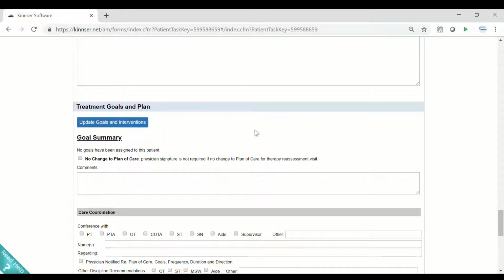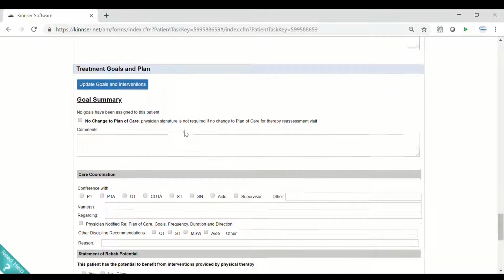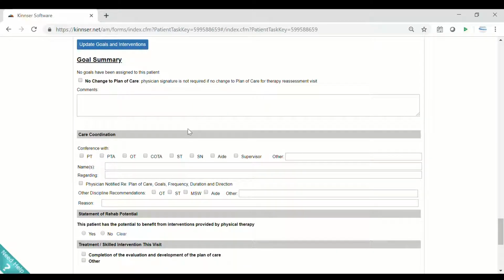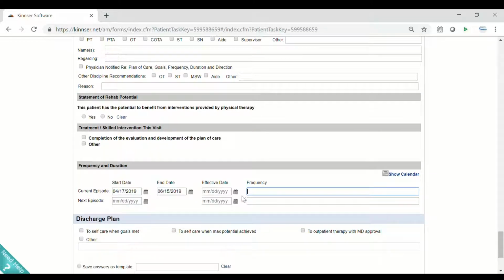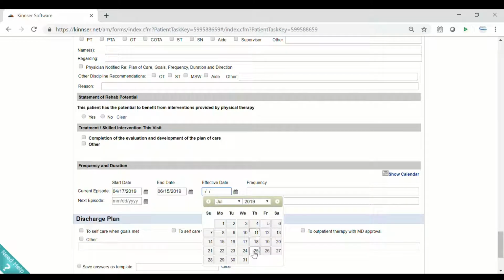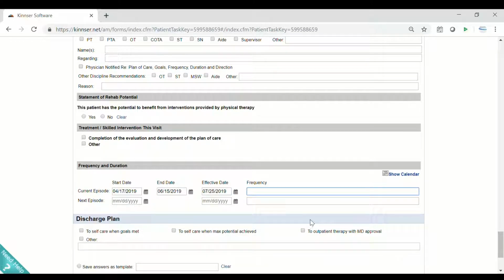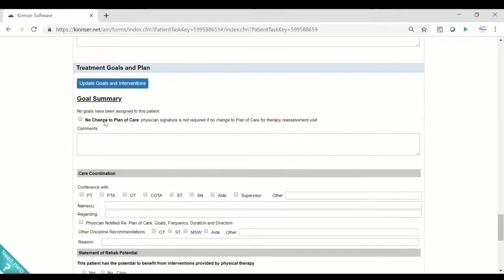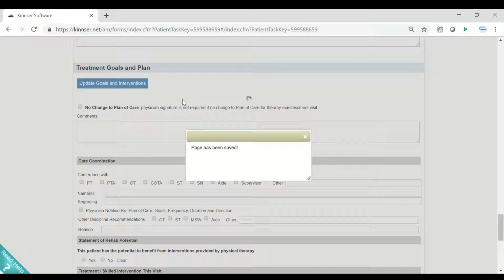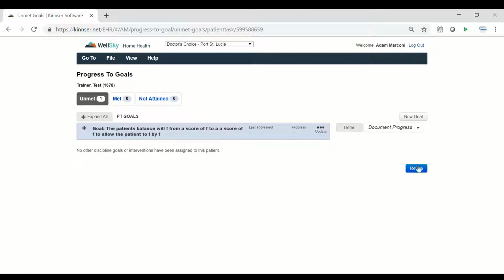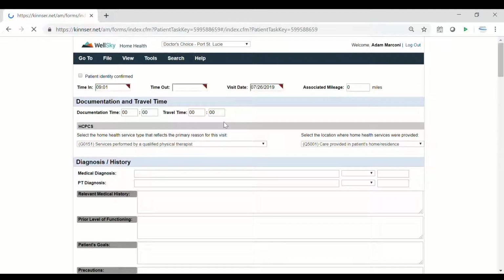If, for example, you reevaluate and you see you're extending the care or adding on visits after maybe there were some missed visits, well then you would certainly want to indicate an effective date and the frequency listed there. And in addition to that, if you're going to update any goals or interventions, you can enter into this dashboard, and you could certainly add them in from there.